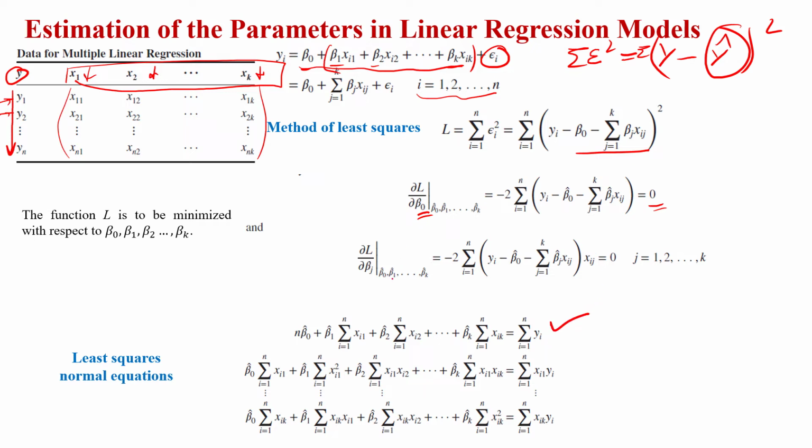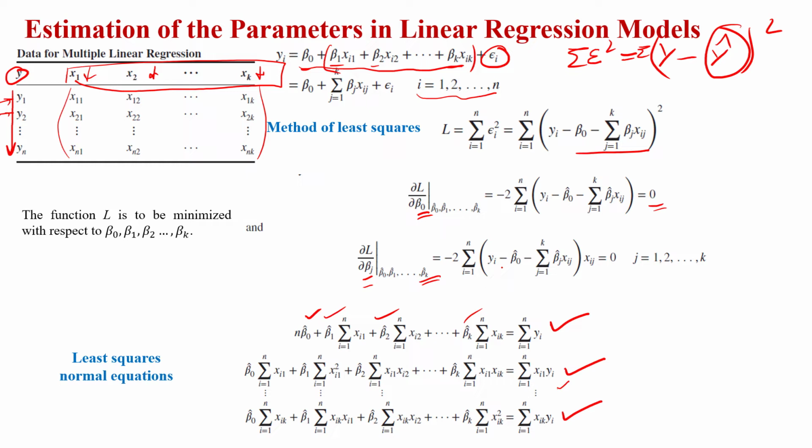Now if I differentiate with respect to beta 1 and place it equal to 0, I get this equation. Then if I differentiate with respect to beta 2, I get the third equation. If I differentiate with respect to beta k, I will get the last equation. Now, if we simultaneously solve these equations, we would be able to get the values of beta naught, beta 1, beta 2 up to beta k.